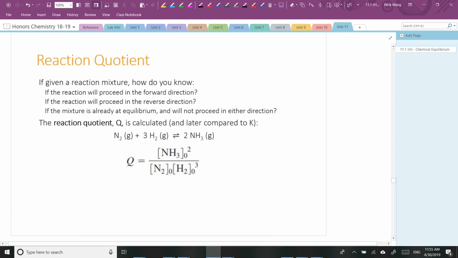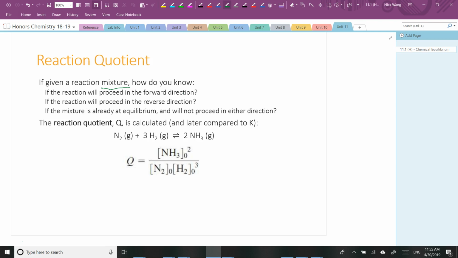Speaking of initial amounts, that's how we can apply this idea called the reaction quotient using initial amounts. So if you're given a reaction mixture, meaning some mixture of initial quantities of your reactants, how do you know if the reaction will proceed in the forward direction, meaning it starts making more products? Or how do you know if the reaction will proceed in the reverse direction, where it starts making more and more of the reactant side, the left side?